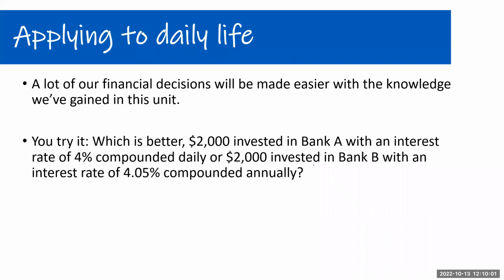So, which is better? You have $2,000 and you want to invest it in bank A with an interest rate of 4%, compounding daily, or you can invest that same $2,000 in bank B with an interest rate of 4.05% annually. So the rates are different. One's annual, one's daily. You cannot always take the highest interest rate. You need to compare. Now, there's no time on this. You could pick a time. Let's say 3 years. Let's check what you're going to make in 3 years.